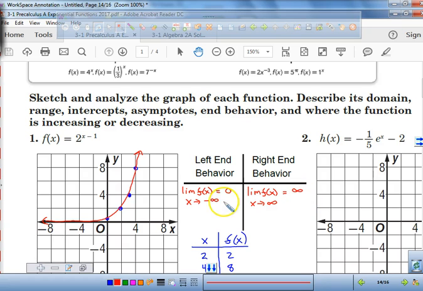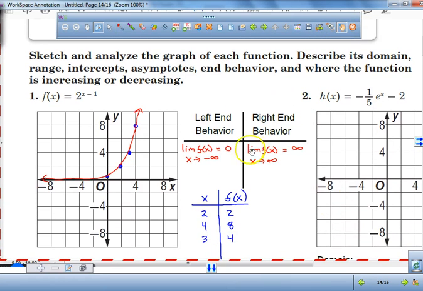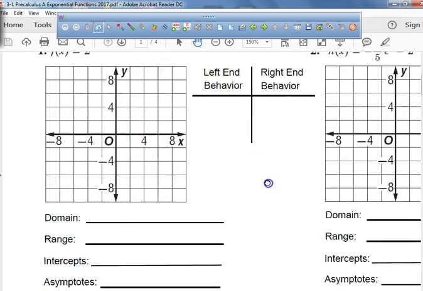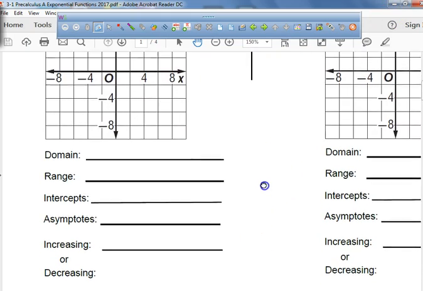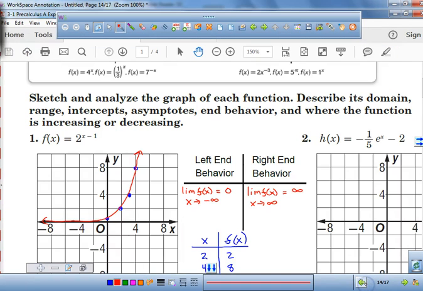Now, this is what I want you to do on your paper when I say, hey, what's the left-hand behavior? What's the right-hand behavior? Okay? Now, what I have to do now is we're going to answer some questions that are down below. Take a look at it. I'm going to go a little bit lower. Okay? Now, we'll go back and look at this.